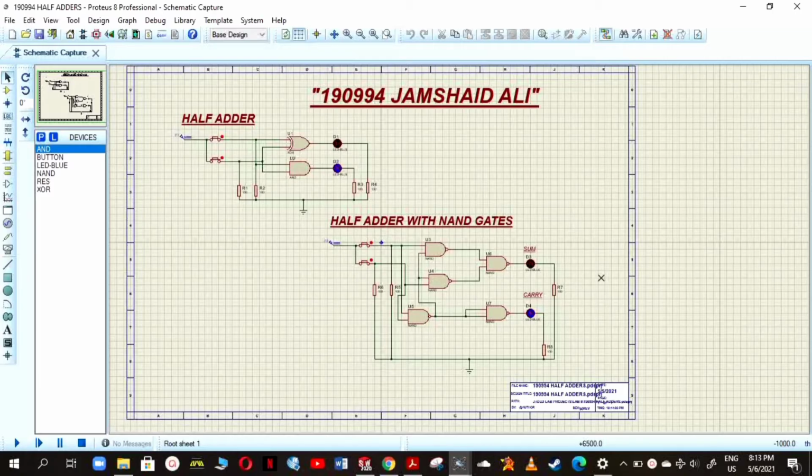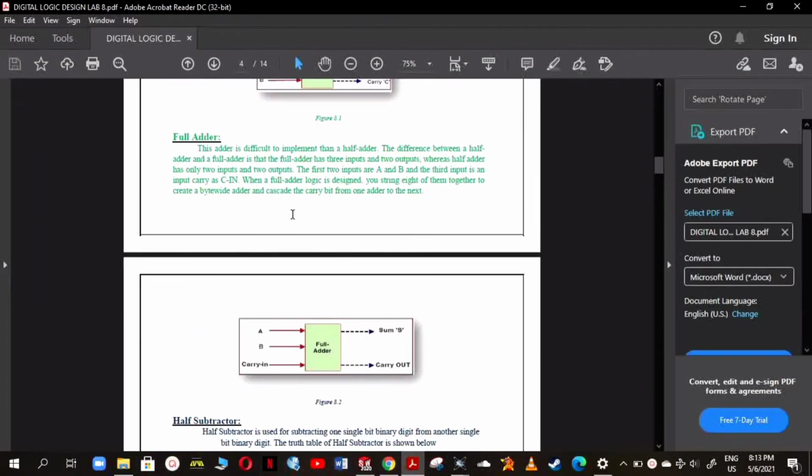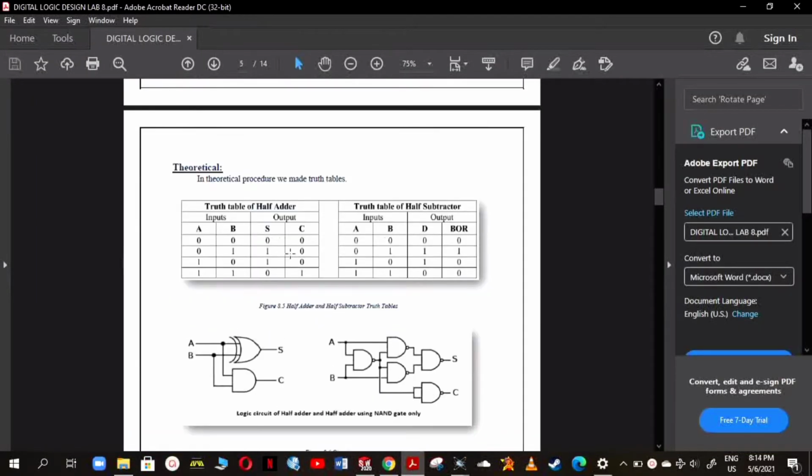So first of all, we are going to discuss half adders. So what are half adders? Half adders are used for the summation of two digital inputs, such as we are applying two digits of input, and we will get output in the form of sum and in the form of carry. So it will also show us the carry. Now you can see here, this is the truth table of our half adders.